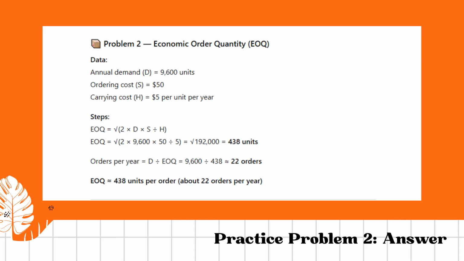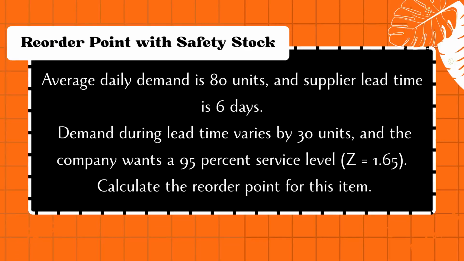Explanation. Problem 2. This one's about finding the most cost-effective order size. The economic order quantity balances two types of costs: the cost of placing orders and the cost of holding inventory. Ordering more frequently increases ordering cost, but reduces storage cost, while ordering in larger batches does the opposite. By finding the balance point, we get the ideal order size that minimizes total cost. In this case, that works out to about 438 units per order, which means the company will place roughly 22 orders per year. At that level, both ordering and holding costs are in balance. The most efficient setup.